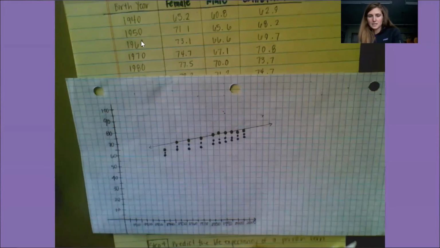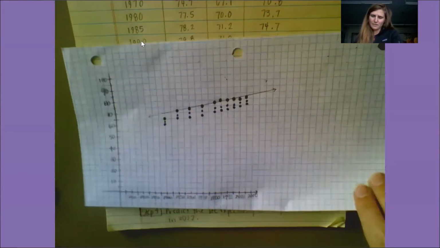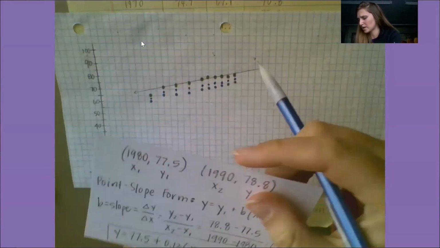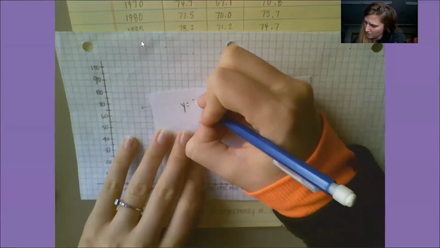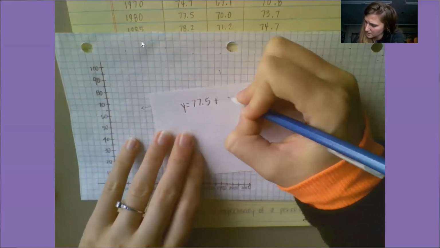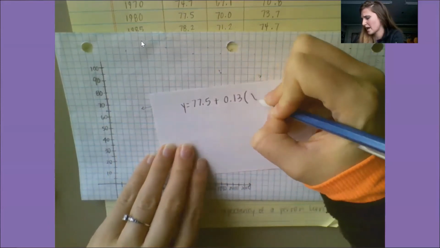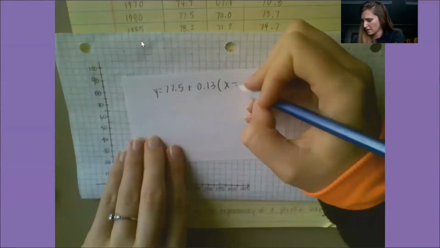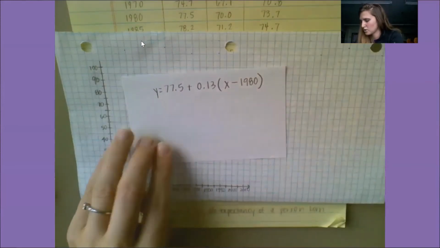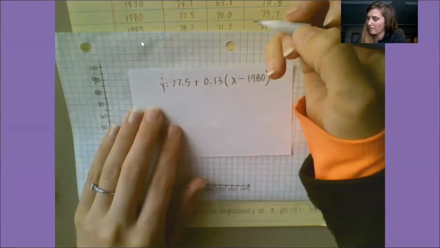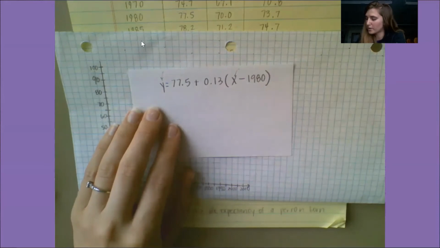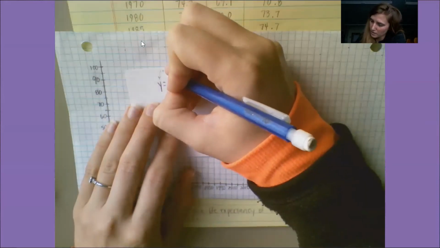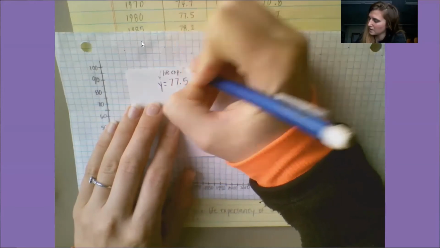All right, so now my final step here is to predict the life expectancy of a person born in 2022. So what I'm going to do is copy down my equation. It's y equals 77.5 plus 0.13 times x minus 1980. So remember, my y is my life expectancy, and my x is the year the person's born.